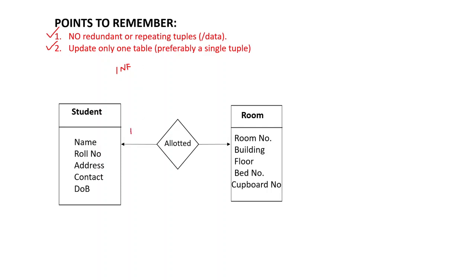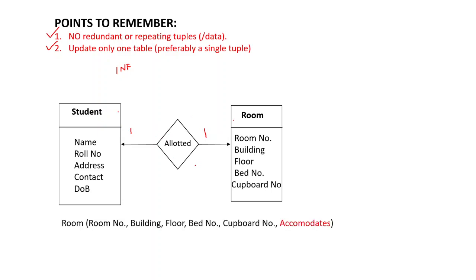This is a 1:1 relationship between a student and a room. The student is enrolled in a university, and in this university every student is required to stay in a hostel, and every student is given a single room. So there's a relationship, allotted, which exists between the student and the room, and now we need to somehow link this student and room. We need to link this relationship.